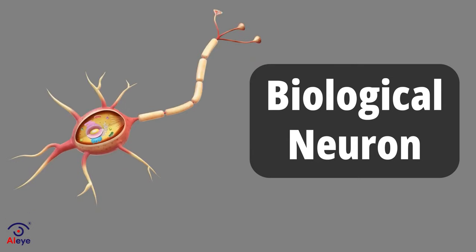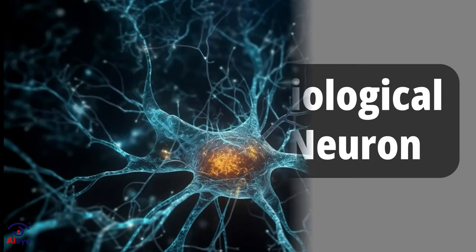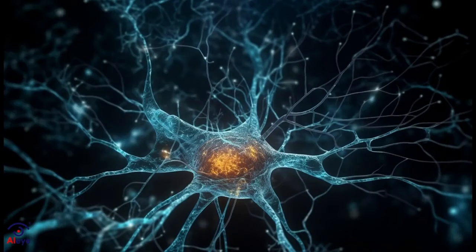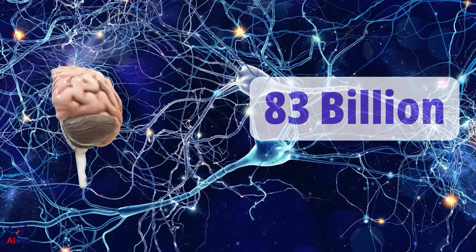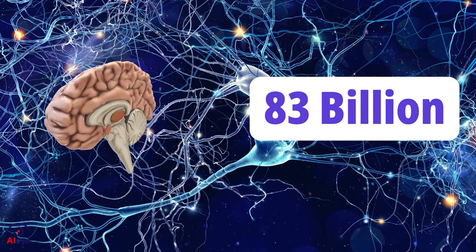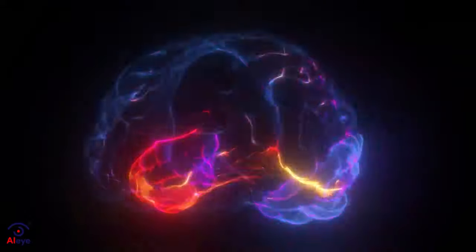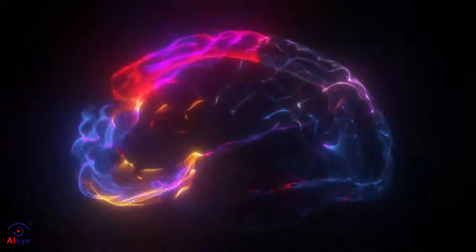Biological neuron. Here, you see a biological neuron. The human brain has approximately 83 billion biological neurons. Neurons are interconnected, constantly processing and sharing information.